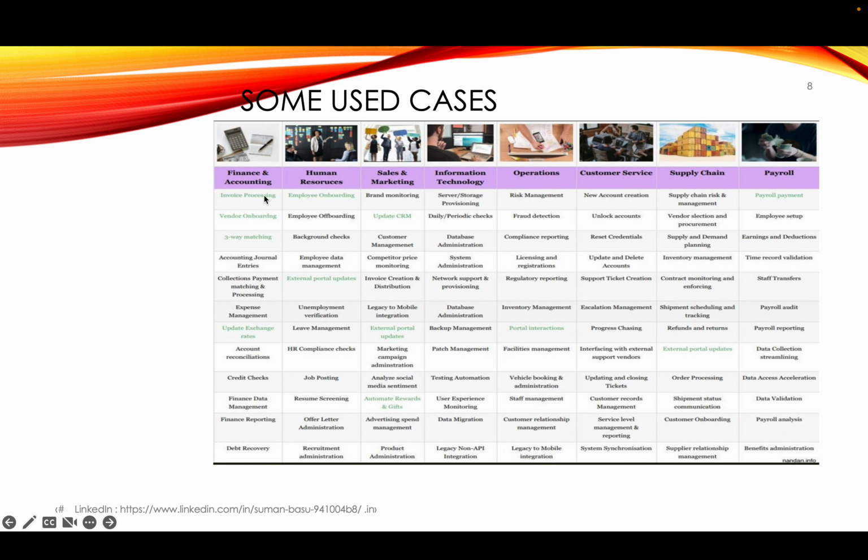Maybe in finance and accounting, invoice processing is one such candidate. Vendor onboarding is another candidate. Three-way cross-checking of documents is another candidate which can be automated. Accounting journal entries, then collection of payment and matching and processing, another candidate. Expense management, another candidate. Update exchange note, account reconciliation, credit check, finance reporting, debt recovery. So you can see there are many functions.